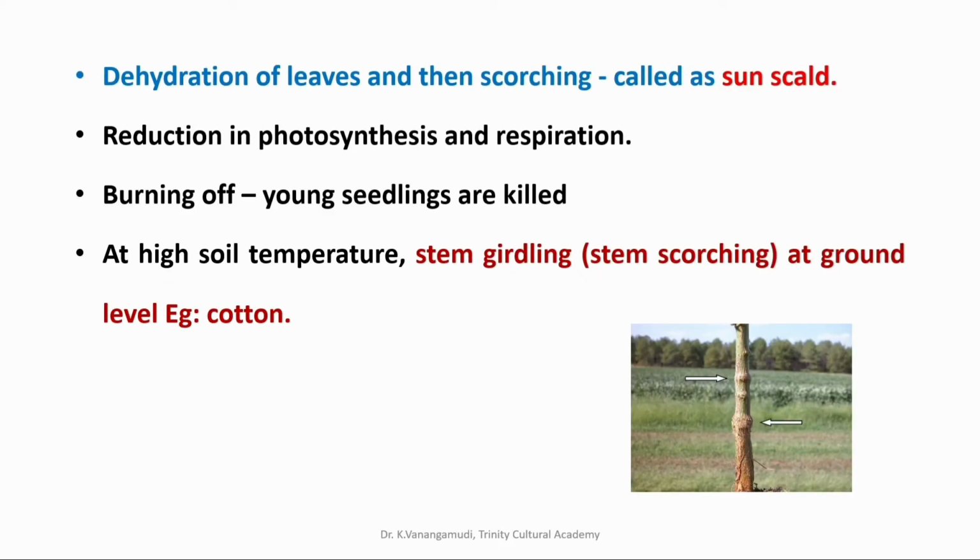Well friends, what do you mean by sun scald? It is nothing but dehydration of leaves followed by scorching. Other injuries of high temperature are reduction in photosynthesis and respiration, killing of young seedlings due to burning, and in cotton, stem girdling is the worst injury.